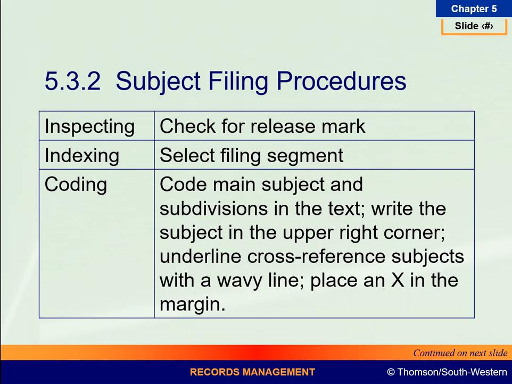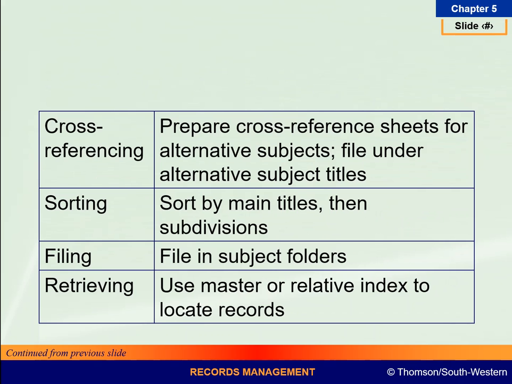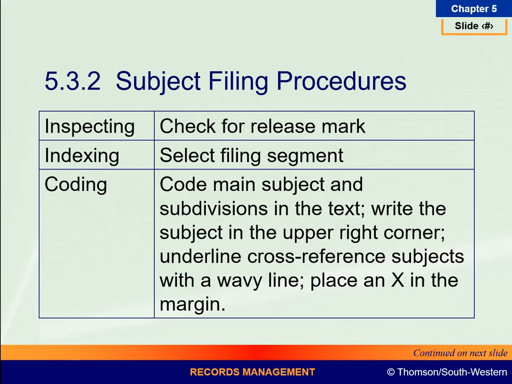Okay, we have inspecting, indexing, coding, cross-referencing, sorting, filing, and retrieving. So inspecting is to check for the release mark. What is a release mark? Let's recap. A release mark is when you are ready to file your record. Once you receive any inward or outward correspondence, you fill up the information of that correspondence, and when you're ready for it to be filed, this is what we call the release mark.